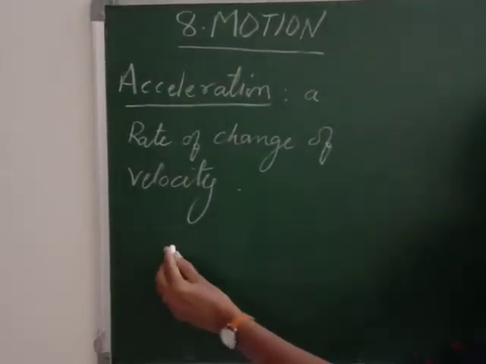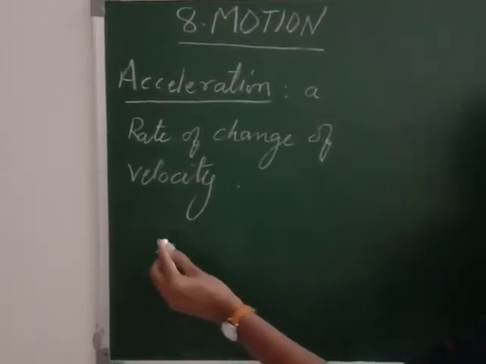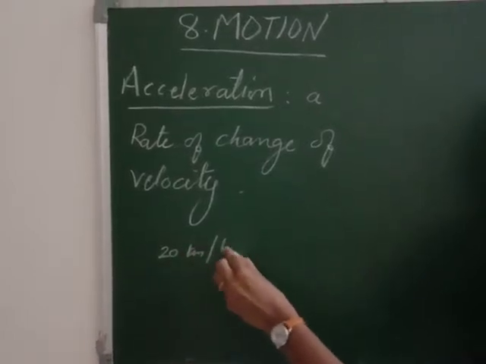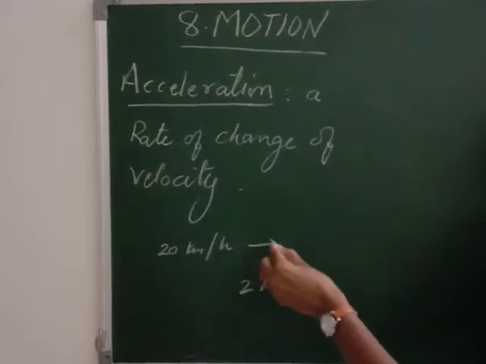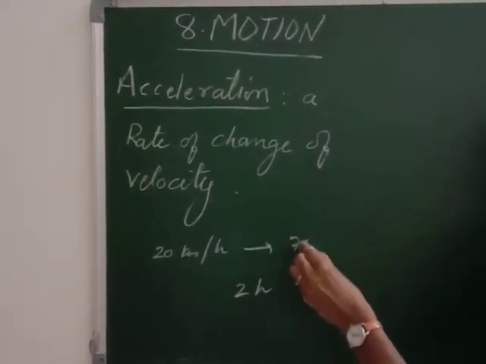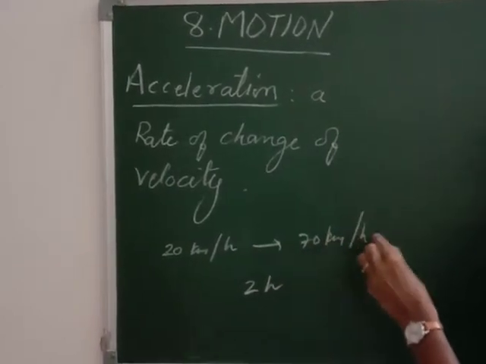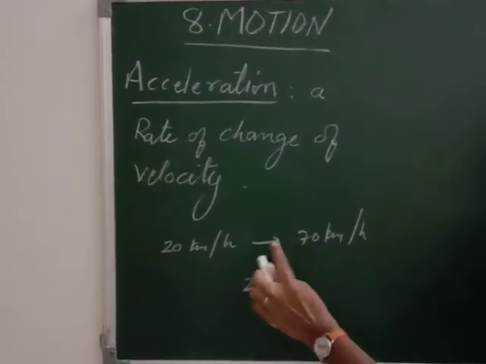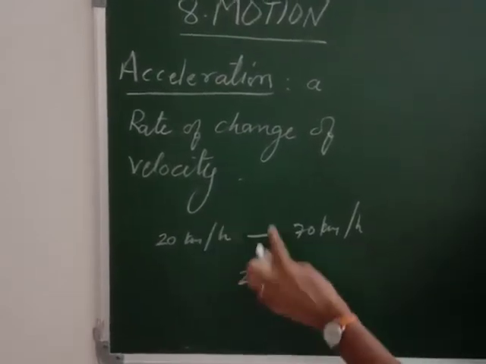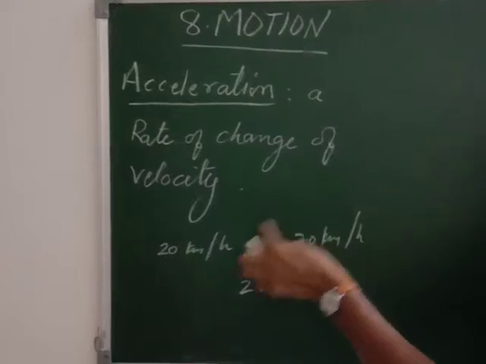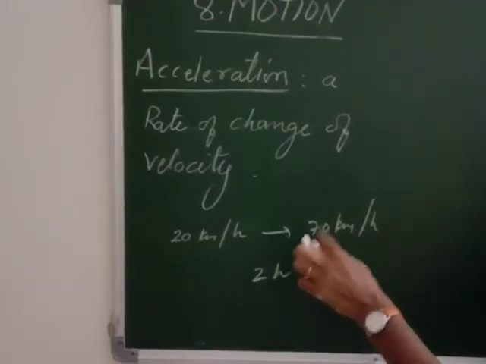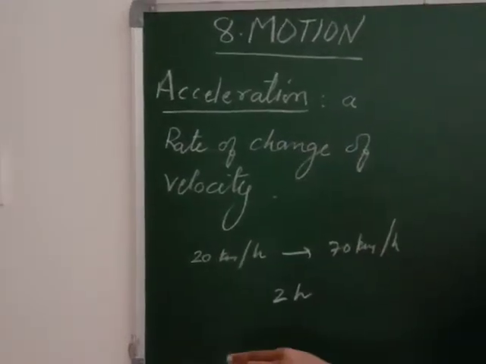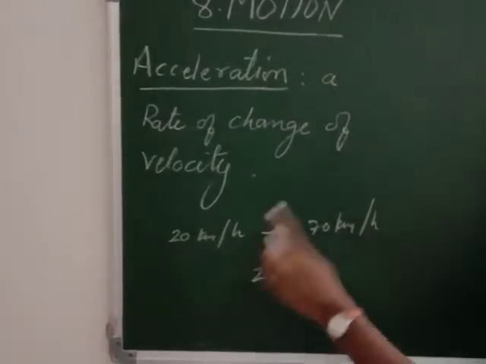For example, you are going with a velocity of 20 km per hour, and after 2 hours your velocity becomes 70 km per hour. So when you give acceleration to your vehicle, this is called acceleration, because your velocity is increasing from 20 to 70. And if you decrease your velocity, then it is called retardation.